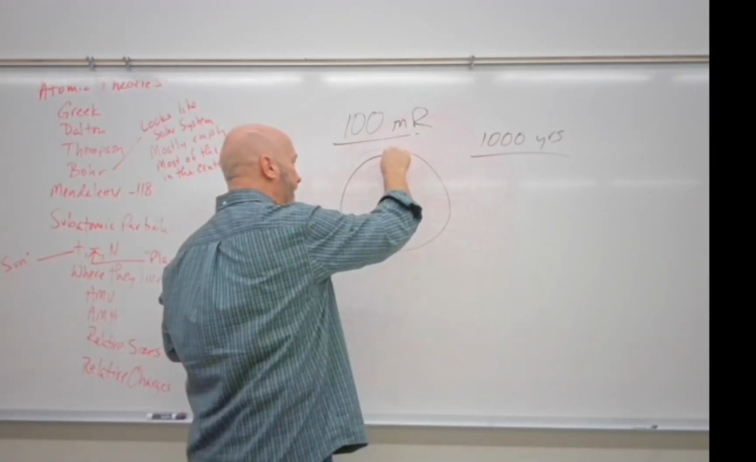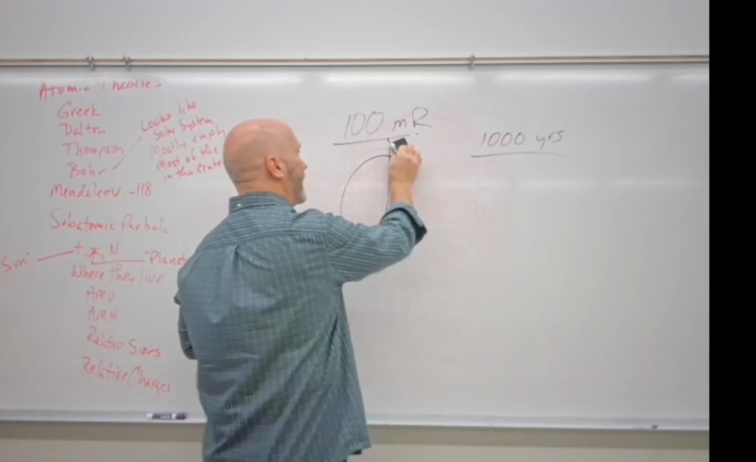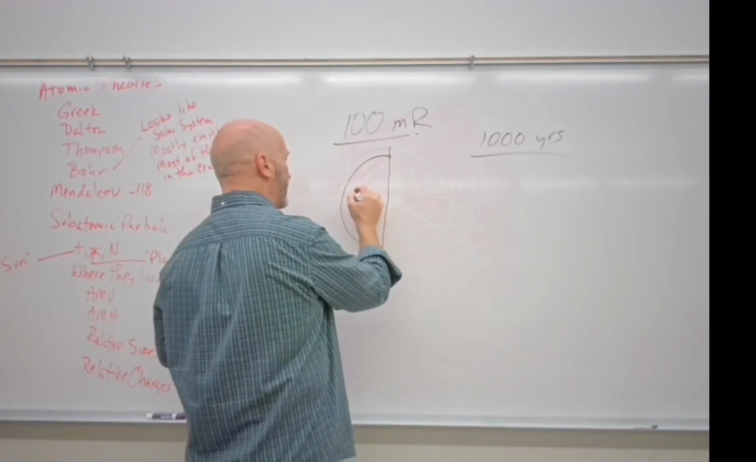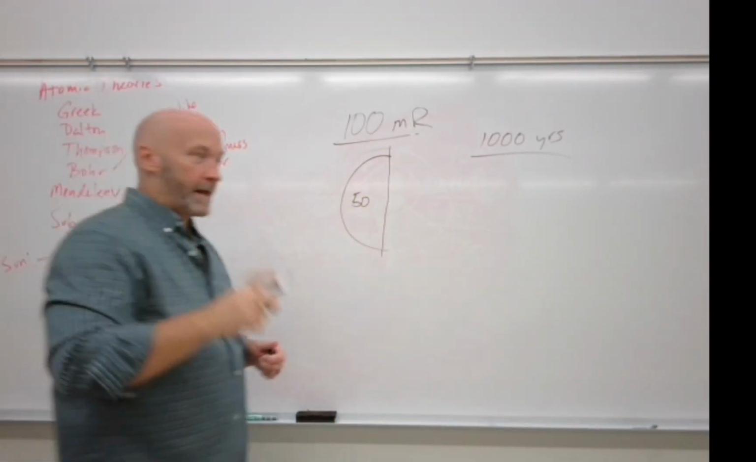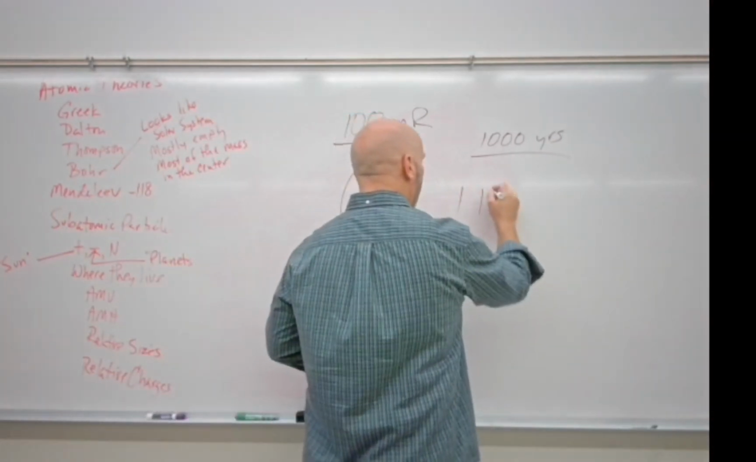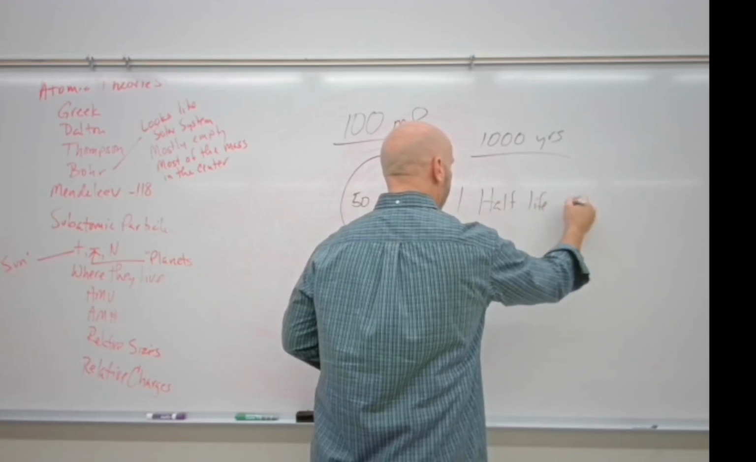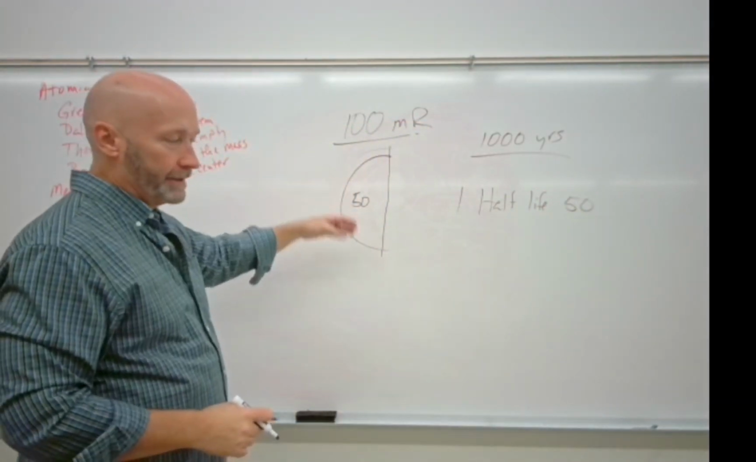In 1,000 years, we're going to divide that in half. How much are we going to have? Well, it's radioactive half-life, so in 1,000 years, now we've got 50. All right, so that's one half-life. One half-life cut it to 50. So a second half-life, you don't go back to your original.